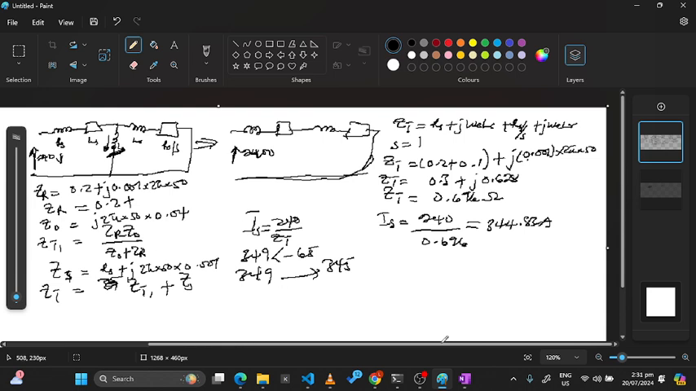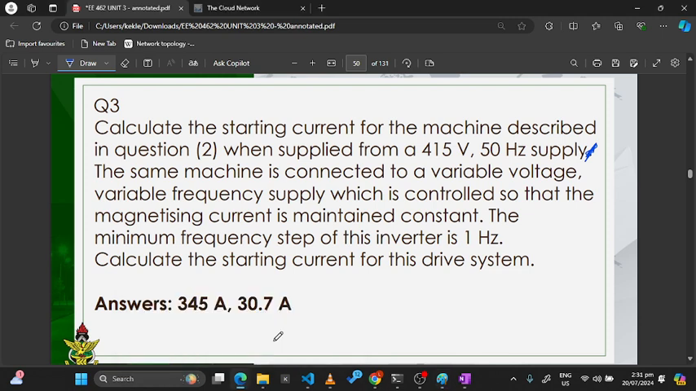Sure. So that's how you go by it. Then let's go to the next part, the other part of the question. It says that this same machine is connected to a variable voltage, variable frequency supply. I don't know why this question came here. This question shouldn't have been here, because there's a principle we are going to look at next, which will help you solve this question.